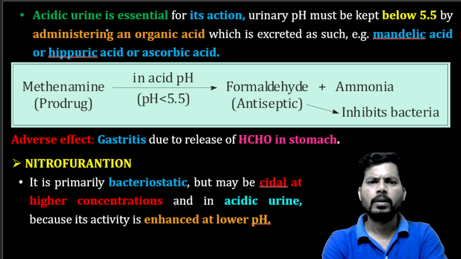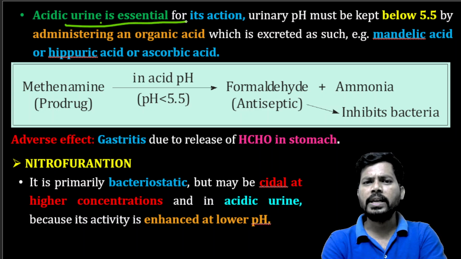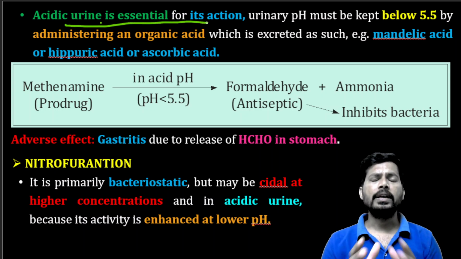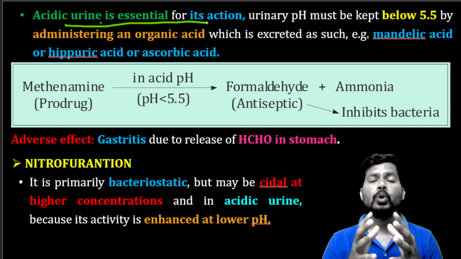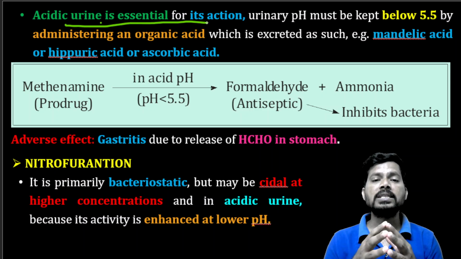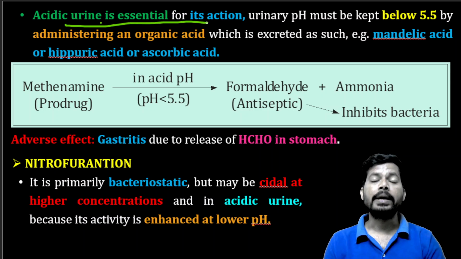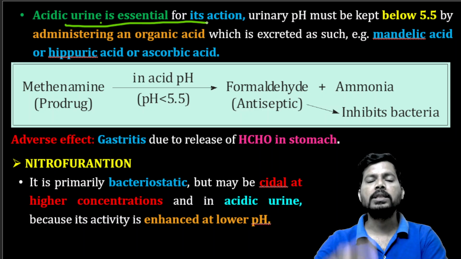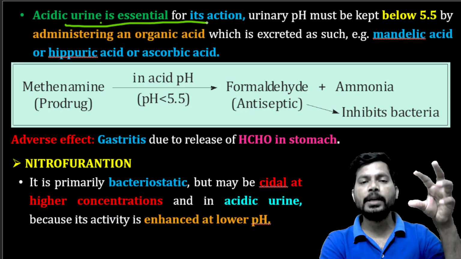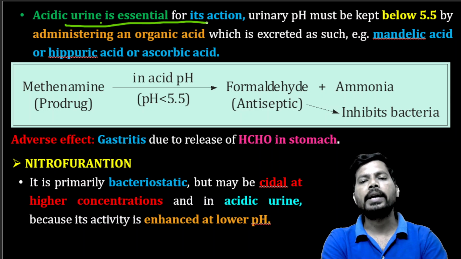Next, acidic urine is essential for its action. So, if these drugs are to show antibacterial action, the presence of acidic urine is essential. Only in the presence of acidic urine are these drugs active and do they show antibacterial action in urinary tract infection.